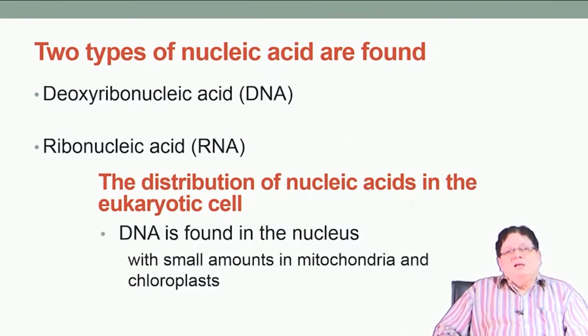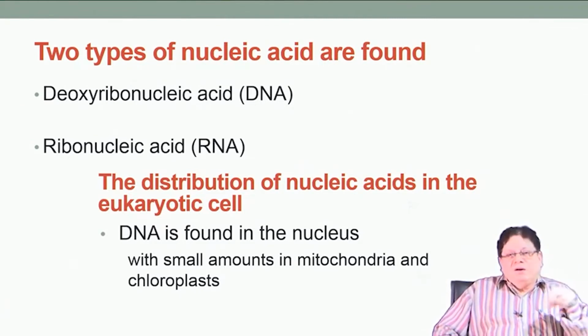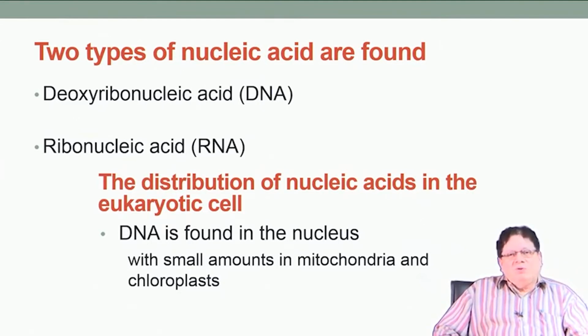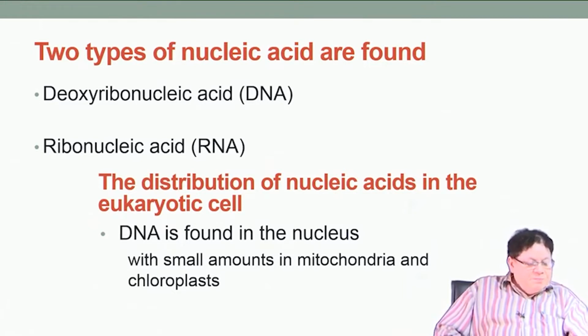Now, you know that there are broadly eukaryotic cells, that is the higher organisms, and there are prokaryotic cells, that is like the bacteria. DNA is generally mostly found in the eukaryotic cell in the nucleus, that is there is a separate zone which has got its own cover, and within that the DNA is found, with small amounts in mitochondria and chloroplasts. But mainly in the nucleus for the eukaryotic cells.